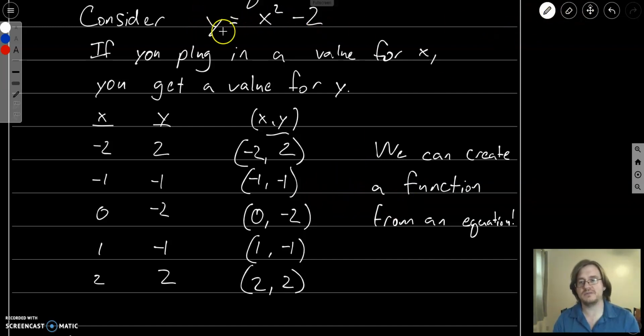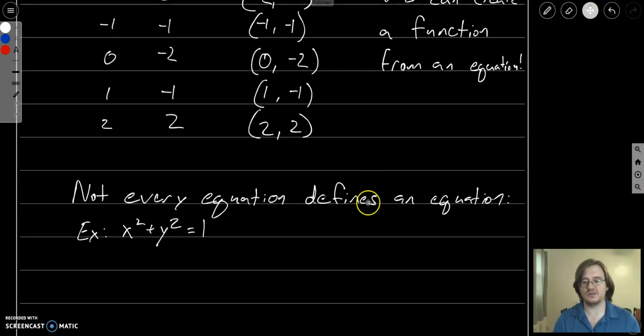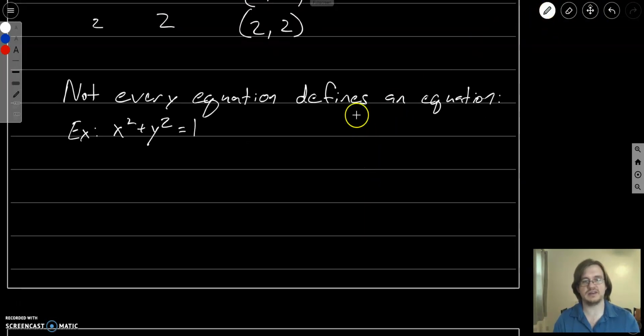Now we have to be careful because not every equation will give a function. So let me go through a quick example of that. Here we've got x squared plus y squared is equal to 1. In order to really understand this relation that I'm trying to define, or what I think will be a function, I'm going to have to plug something in for x, and I need to know what value of y I get. So if I give you an x, I need to know what it will be related to. So how do I do this?